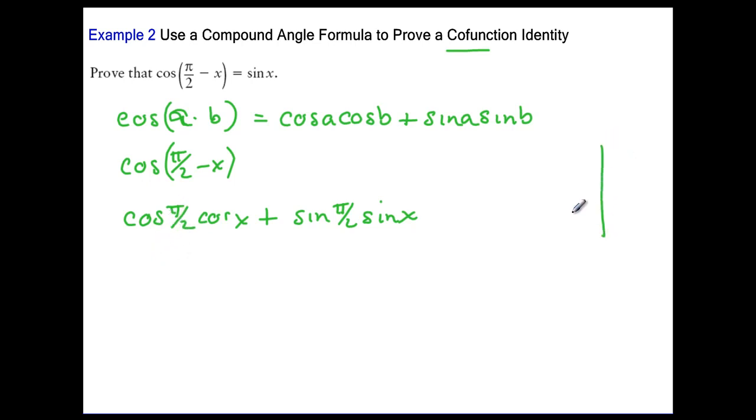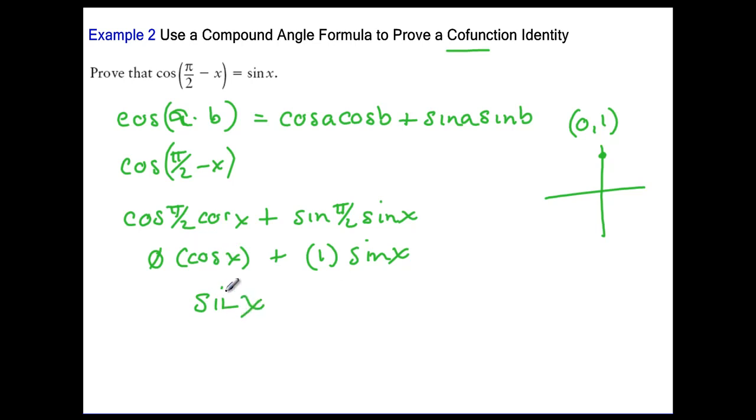Now I can look at the unit circle and I can find the value of cos of pi over 2. Well, remember from the unit circle, pi over 2 is straight up, and this has the point 0, 1. Well, the cos is always the first value, which is in fact 0, times the cos of x, plus the value of sine, which is the second value, which is 1. So these numbers come from the unit circle. Well, 0 times cos x is 0, and all I'm left with is the sine of x, which is in fact what I wanted on the right hand side.